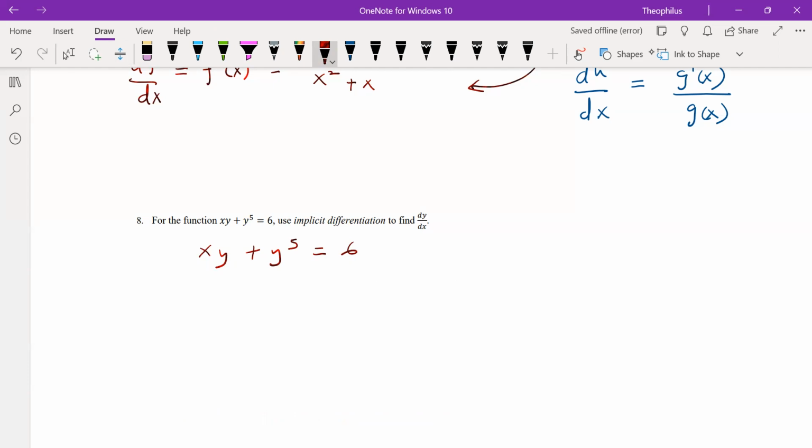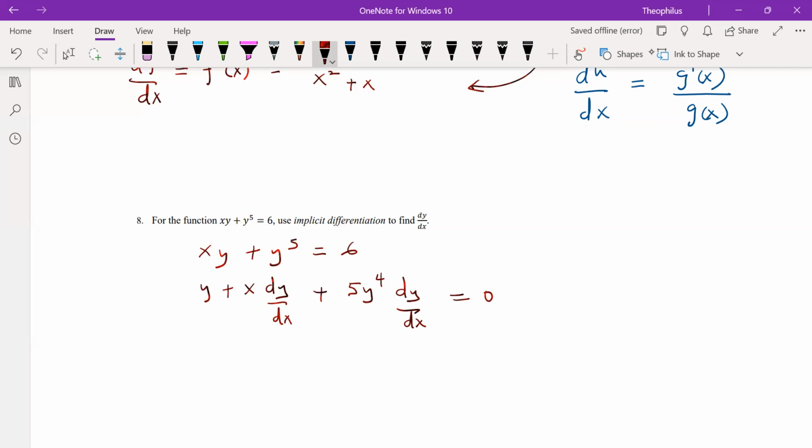So first we can cover the x, then we differentiate y, or whichever way we want to do it, or we can cover the y and differentiate x. So first let's cover the y and differentiate x, and that gives us y. Then when we cover x and we differentiate y, we'll get the x dy dx. Then when we also differentiate y to the power 5, we're going to have 5y to the power 4, then we attach the dy dx. Then when we differentiate 6, we get 0.